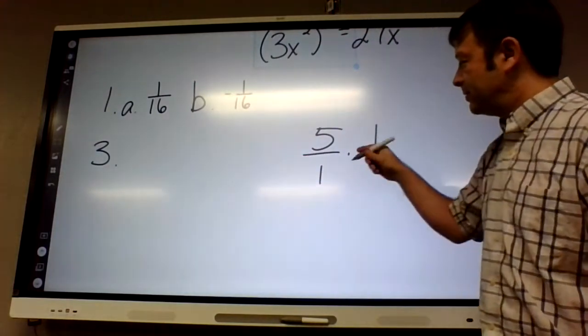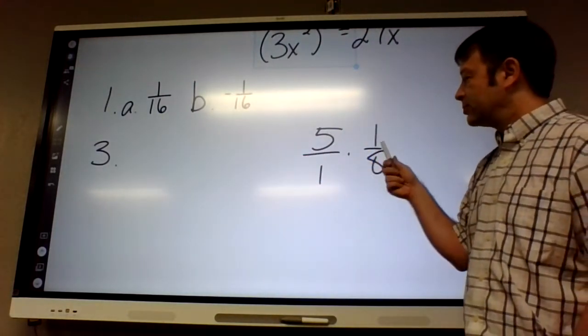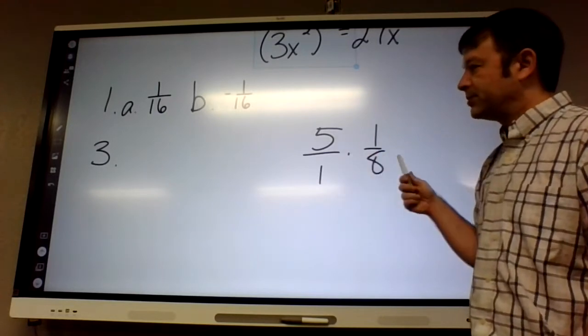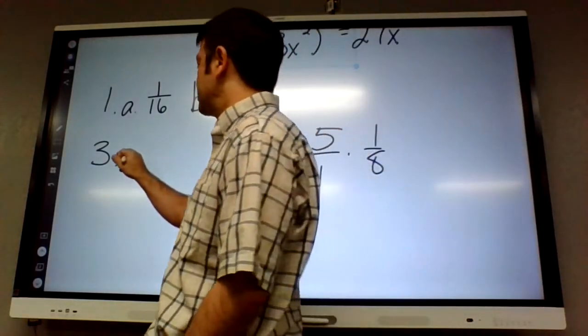What is 5 times 1/8? Remember, if you're doing 5, it's 5 over 1 times 1 over 8. So it's 5 times 1, 1 times 8. 5/8.